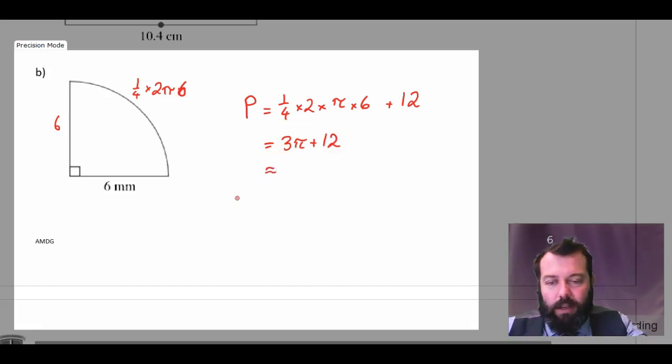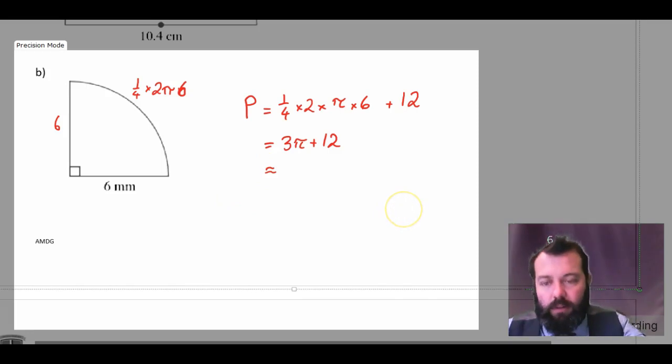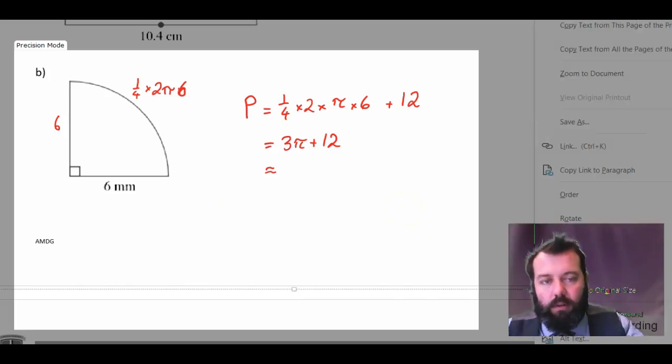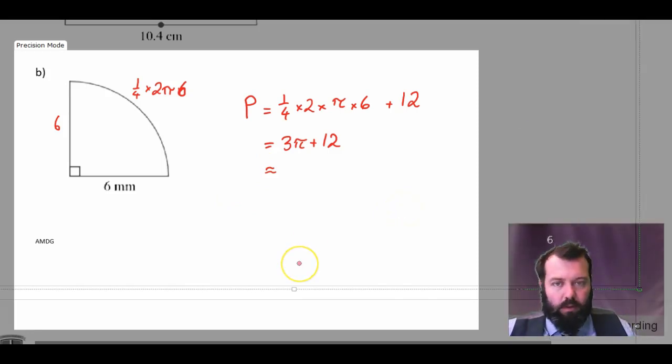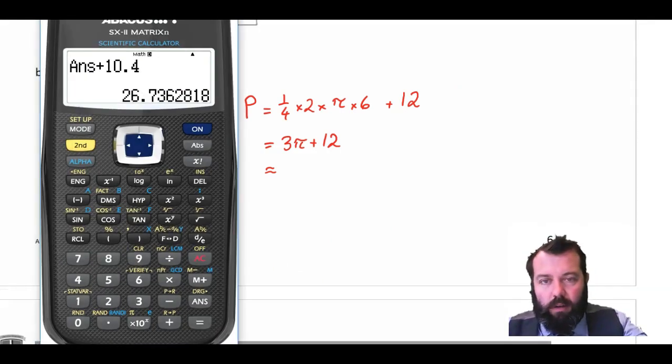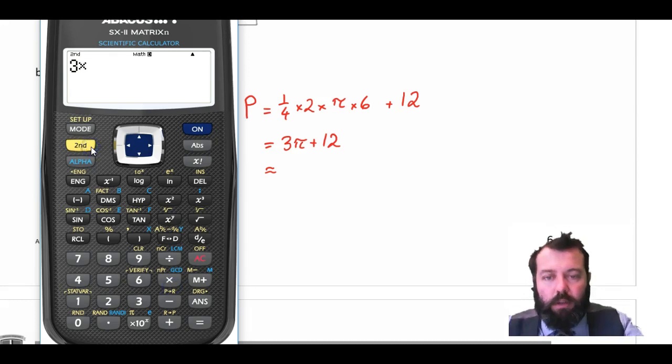But out comes the calculator again, hopefully. Calculator, clear that away. 3 times pi equals plus 12 equals 21.4.